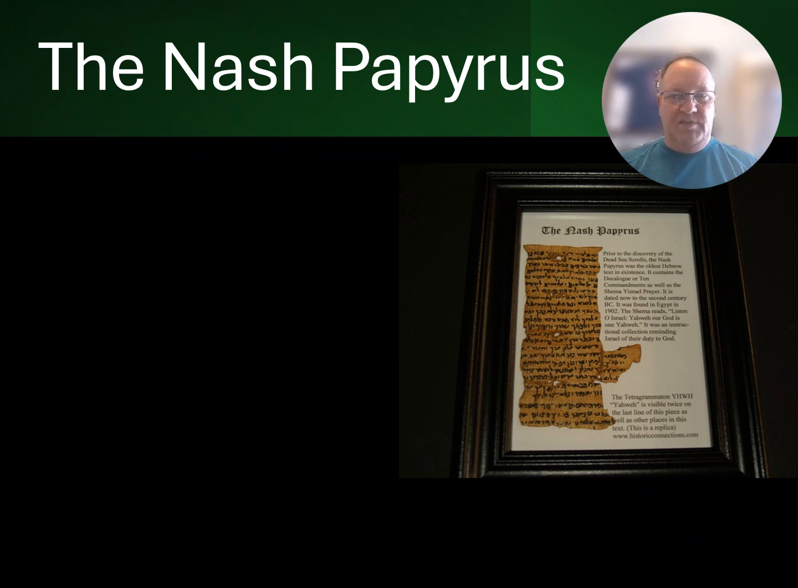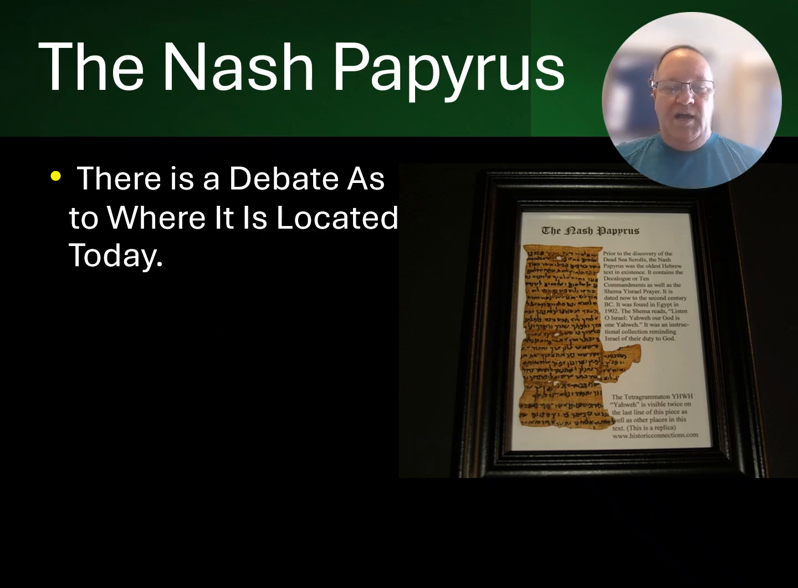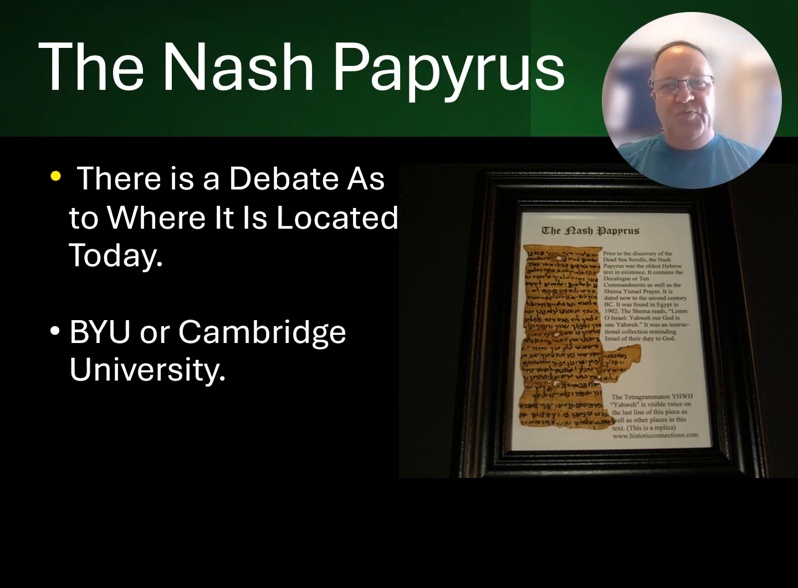Well, the Nash Papyrus, and this is how it looks in its presentation form if you were to see it. Where could you see it? Well, there's a little bit of debate. I believe it's at Cambridge University, but I did find some evidence that it was, at least for a period of time, at BYU, and that could be because sometimes these things travel around to different museums, and that might be why I found evidence of BYU. But the majority of the evidence I found is that it's usually housed in Cambridge University.